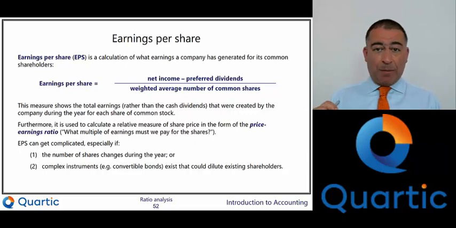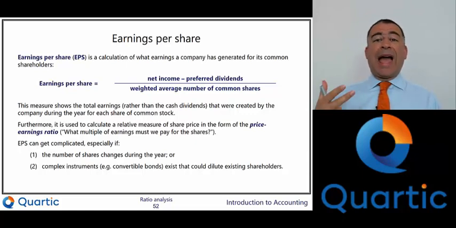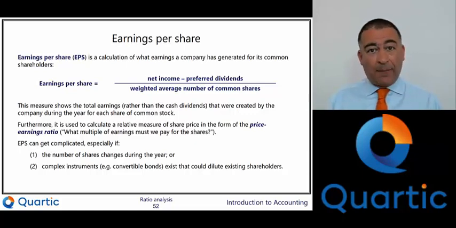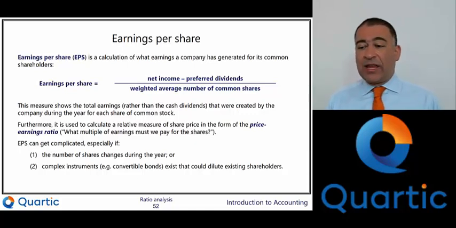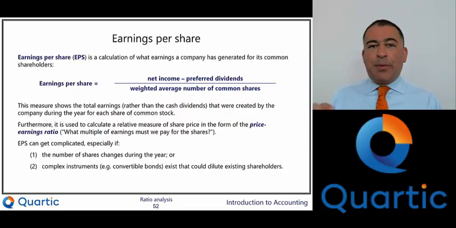What profit did the company make for common shareholders? How many shares of common stock were there? Therefore, divide one by the other, and it gives you the amount of profit for each share. Now, EPS is extremely useful on its own, but it's also useful in conjunction with the share price.